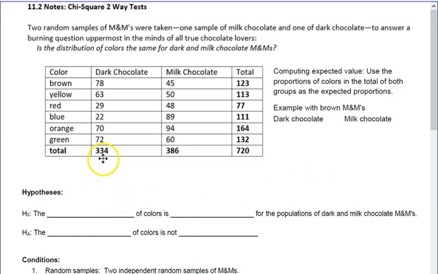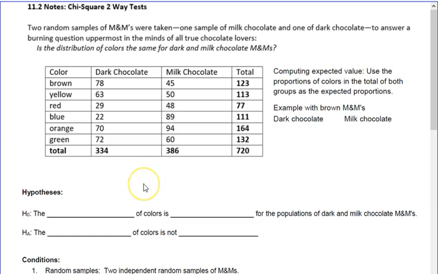So we see here a sample of 334 dark, 386 milk chocolate M&Ms, and the number of colors, brown, yellow, red, blue, orange, green, in each, a total of 720 in the two samples together. Now, let's look at how we would compute the expected value by hand.